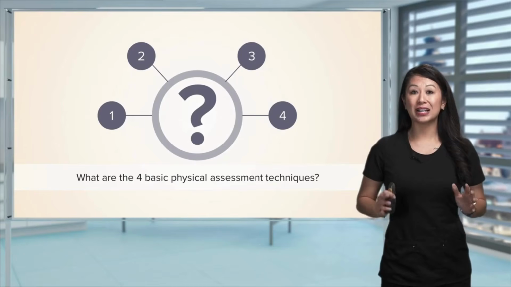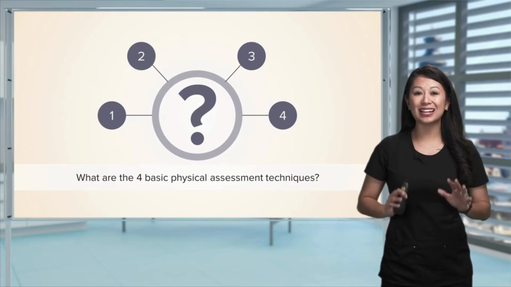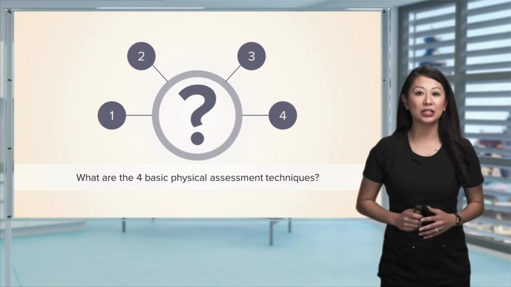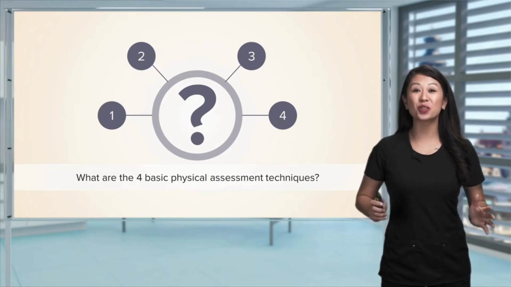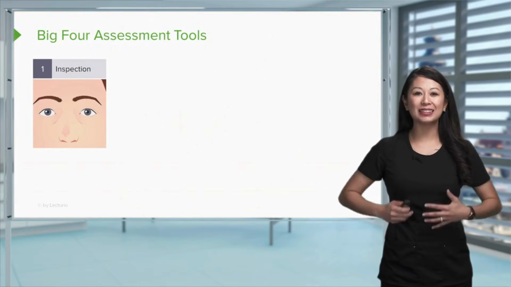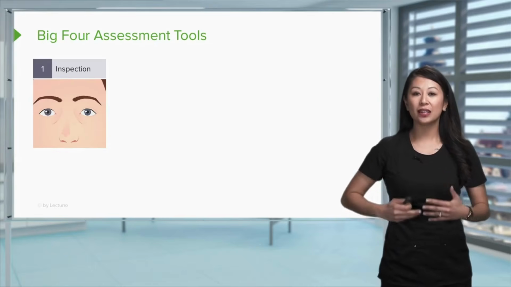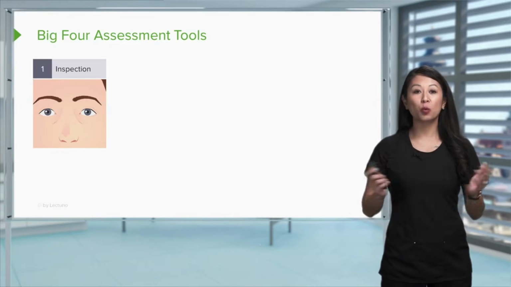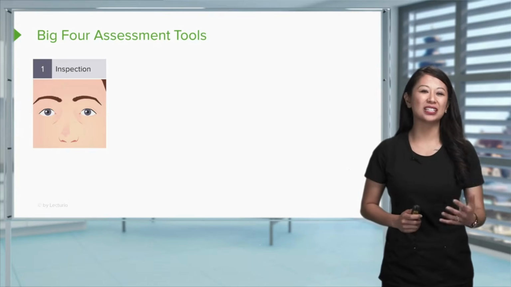So when we're talking about assessment, there are 4 techniques that we use. What are the 4 basic physical assessment techniques? These are the big ones. We call these the big 4, and these are the ways that we perform head-to-toe assessment or gain information. One of those, one of the easiest, is inspection.